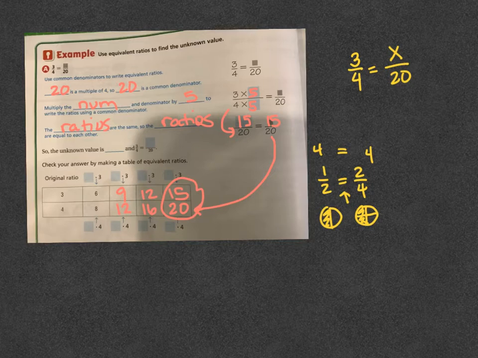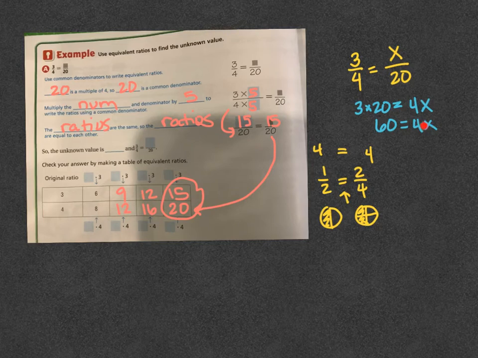I can do 3 times 20 has to equal 4 times x, 4x. 3 times 20 is 60. And my only problem is I have my variable x hanging out with 4. It's being multiplied. 4x is the same as 4 times x. But I can undo that. I can do the opposite, or the inverse operation of 4 times x.